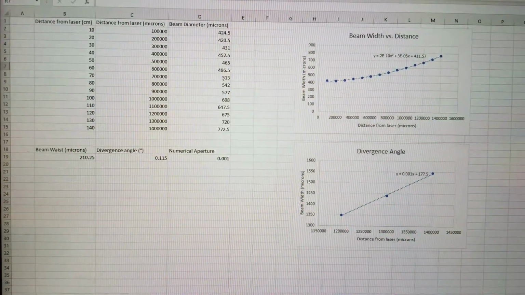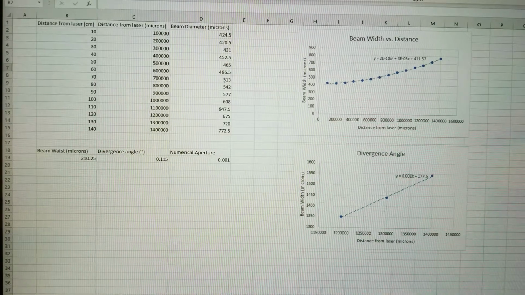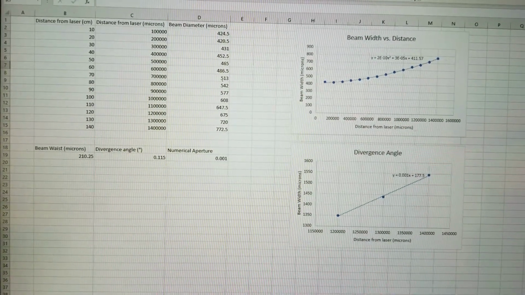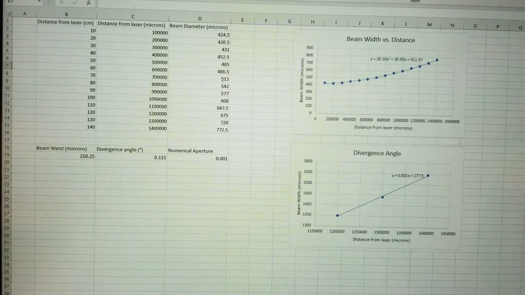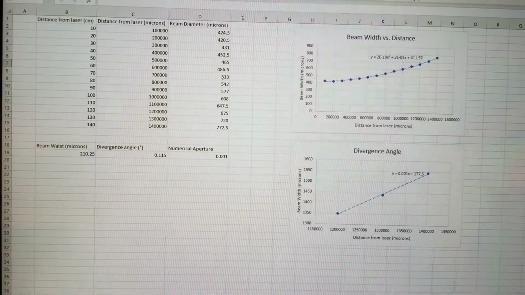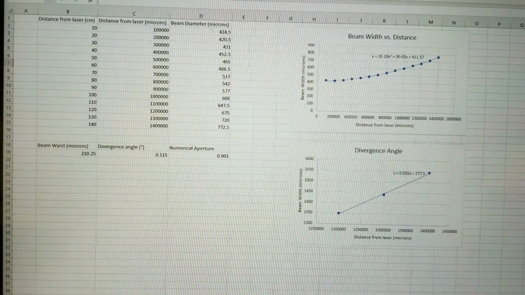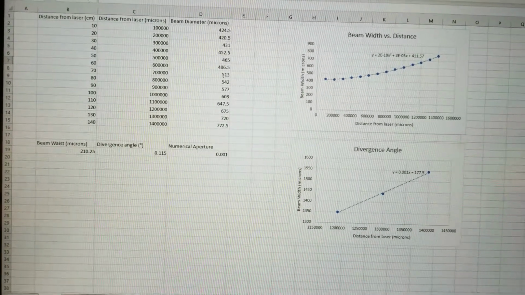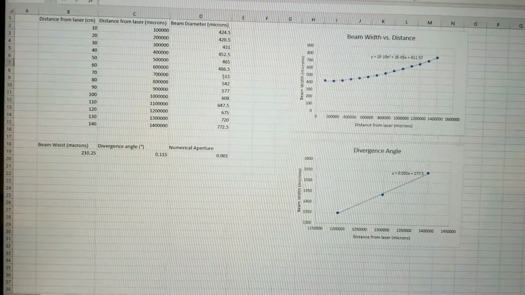Beam diameter was found by taking half of the minimum diameter measured, as the beam waist is the radius of the minimum beam width. The divergence angle was found by taking the inverse tangent of the slope of the data in the linear region, and then multiplying the value by 2, as the angle calculated is the half angle of the system. Numerical aperture was then calculated using the divergence angle.